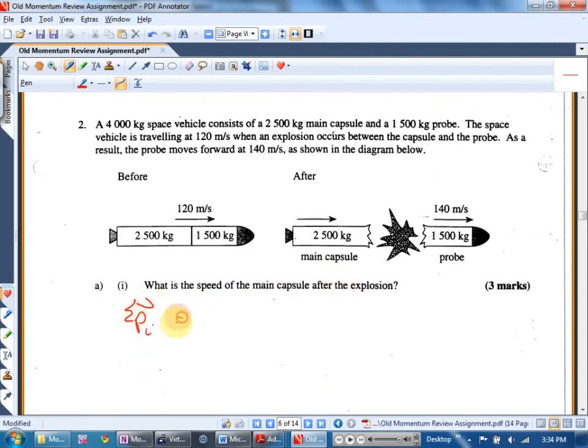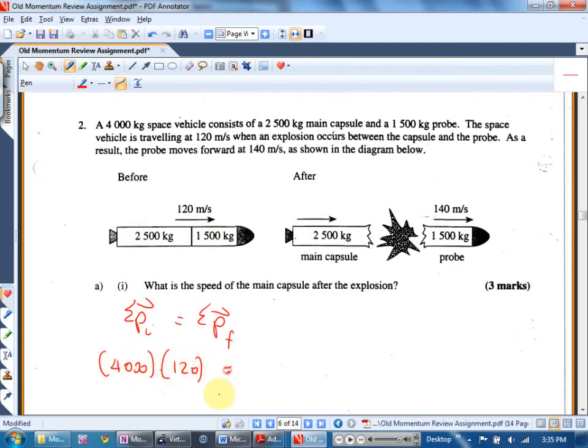But this time, even though there's an explosion, my initial momentum is not 0. Before the explosion, can you see it's mass times velocity? Before the explosion, angles? Straight, adding, subtracting, cross multiplying. Let to the left be negative and to the right be positive. So momentum is mass, 2,500 and 1,500, 4,000, times velocity. That's my initial momentum.